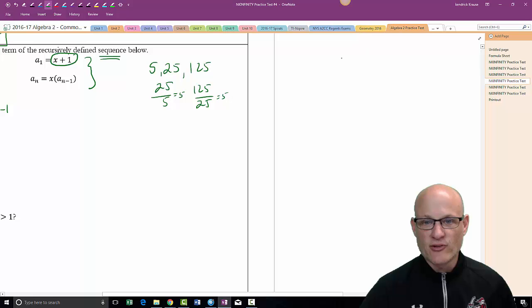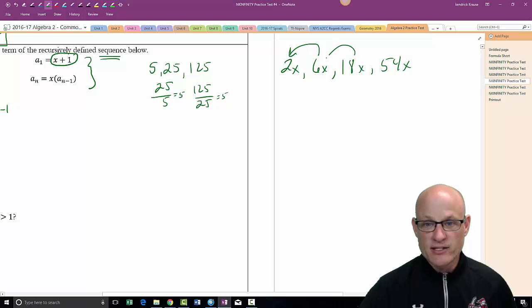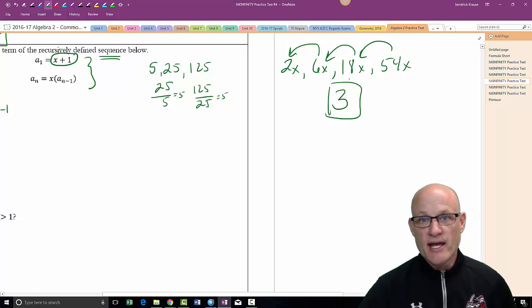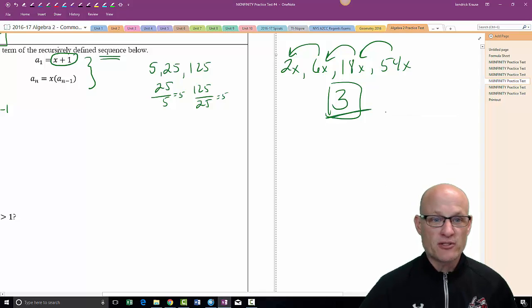If I told you the terms were 2x, 6x, 18x, 54x, all you got to do is take this one and divide, take this one and divide, take this one and divide it. Every time you'll get 3. 6x divided by 2x is 3. 18x divided by 6x is 3. 54x divided by 18x is 3.